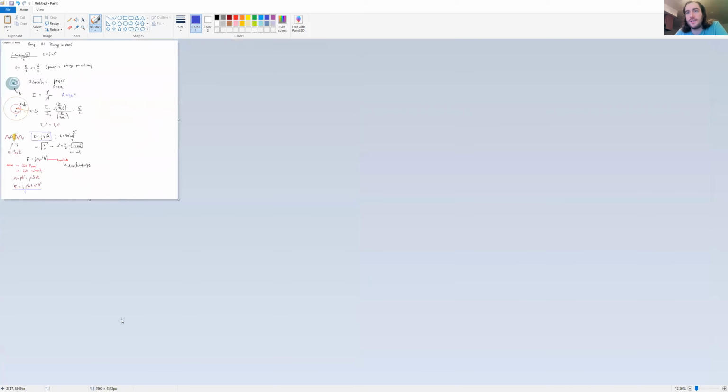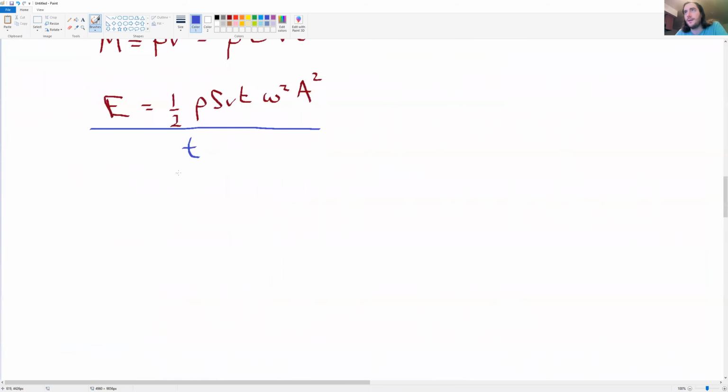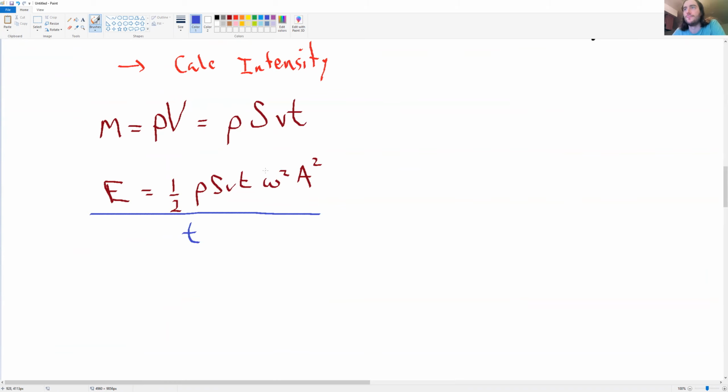If I take this thing and divide by T, I have to scroll out for a second to drag this down. I forgot. Come back in here. There we are. I got to divide this whole thing by T. That gives me power on the left side. On the right side, I get 1/2 rho S V. No more T. I'm dividing by T. We've divided out the T. We divide E by T, we get power. That's P.